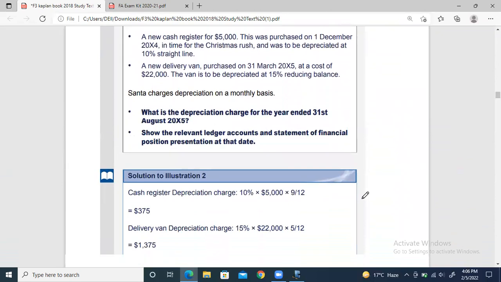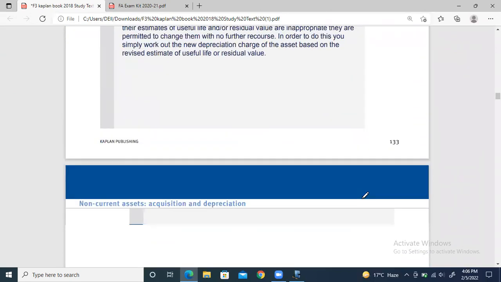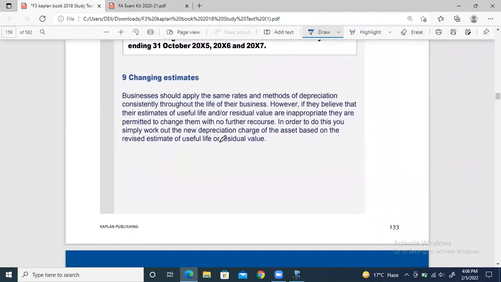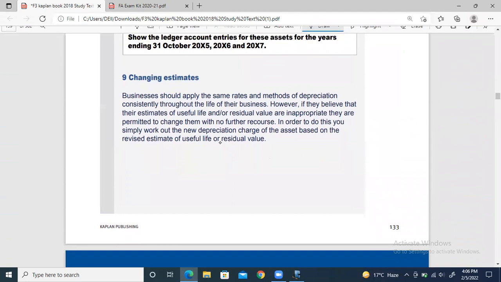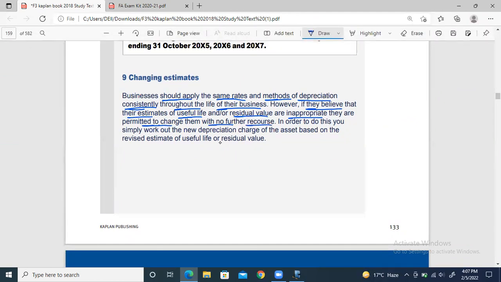Okay. We'll straight away then jump to the questions of the exam kit. Let's see if there are any other things. Yes, there is one thing. The changing estimates. This is the last thing. Let's see. Businesses should apply the same rates and methods of depreciation consistently throughout their life of business. However, if they believe that their estimates of useful life or residual value are inappropriate, they are permitted to change them with no further recourse.